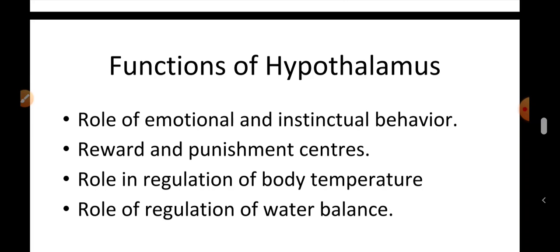The hypothalamus has a very important role in regulation of water balance. So the hypothalamus regulates the water balance through the thirst center, by controlling water intake, and through osmoreceptors in the supraoptic nucleus, by controlling water loss. The thirst center is located in the lateral nucleus of the hypothalamus.